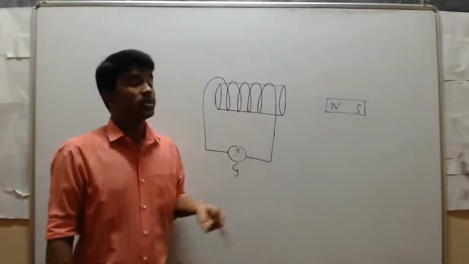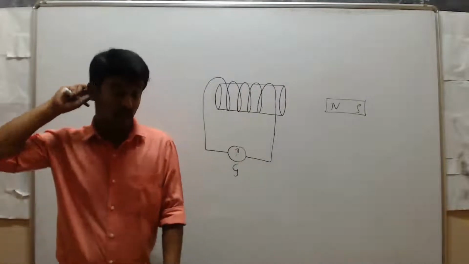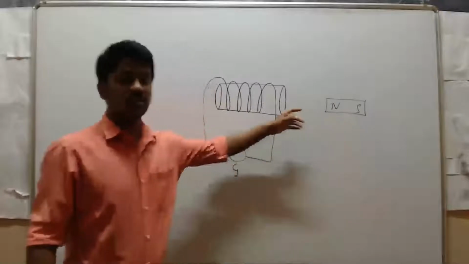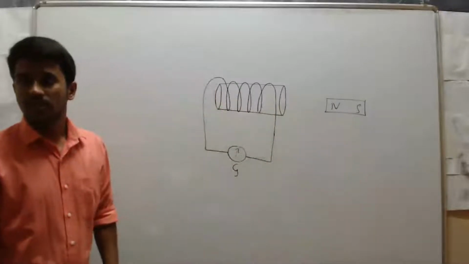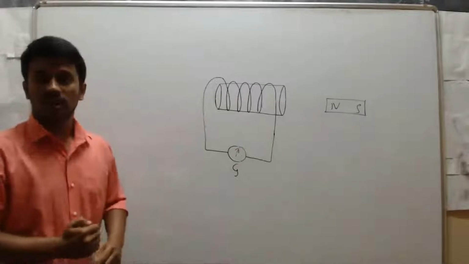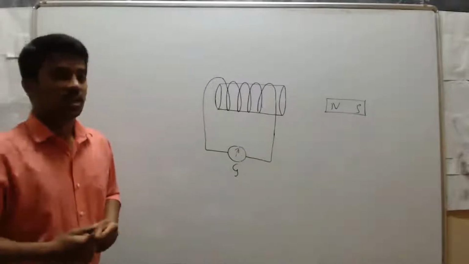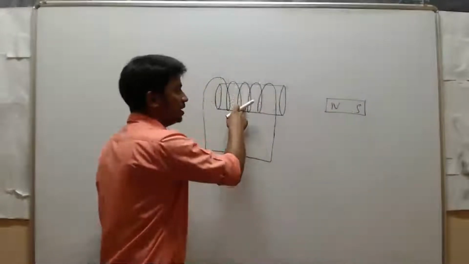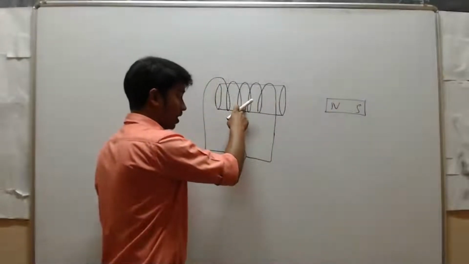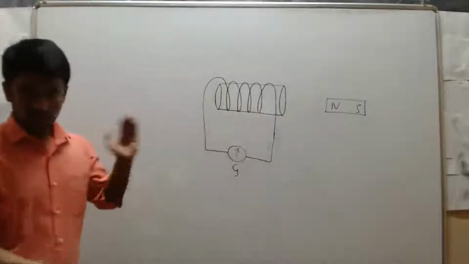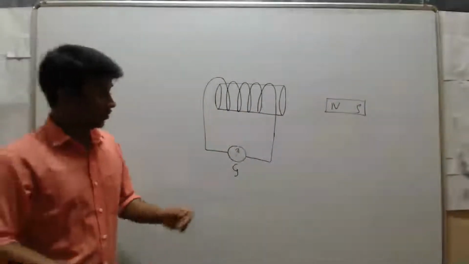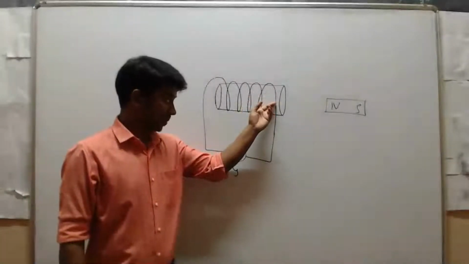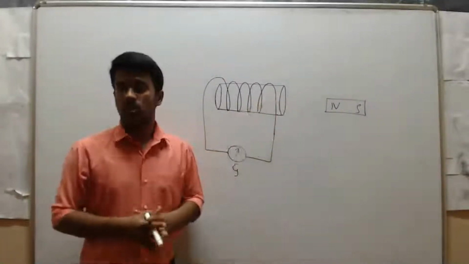See, due to the relative motion between the coil and the magnet, current is induced in the coil. So this process is known as electromagnetic induction. You can keep this bar magnet in motion, or you can keep this coil in motion. In both cases, we will get the current. But if you want a continuous current, then you have to keep either the coil or the bar magnet in motion.